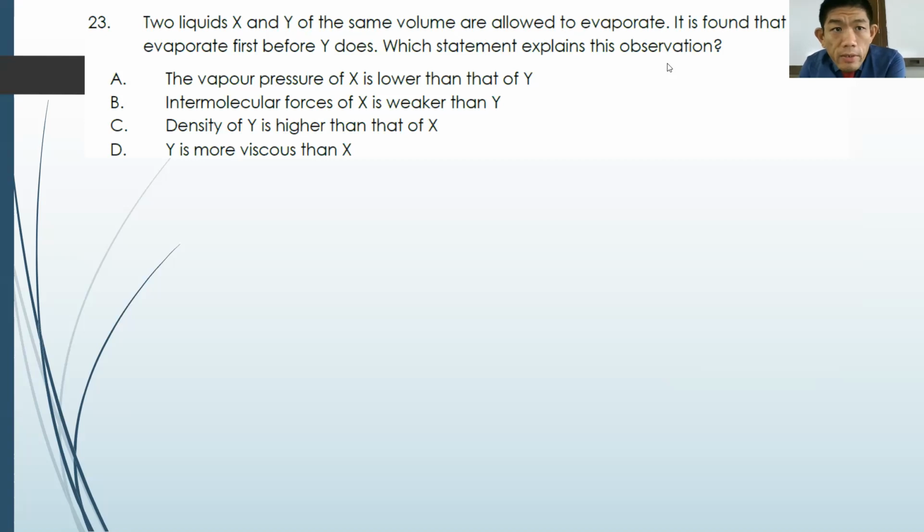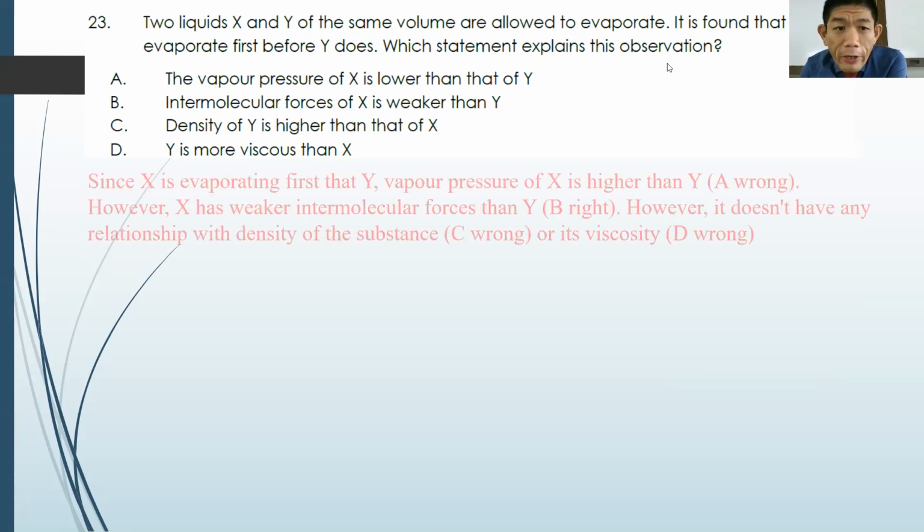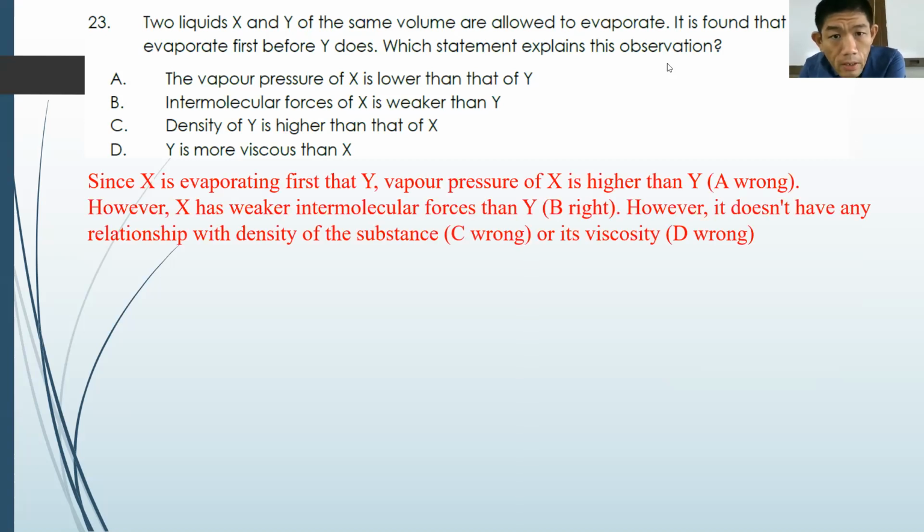Then for 23, two liquids X and Y at the same volume are allowed to evaporate. It is found out that X evaporates first before Y. Which statement is best explained? So when the substance evaporates first, that means that X has a higher vapor pressure. So vapor pressure of X is higher compared to Y. So A is wrong.